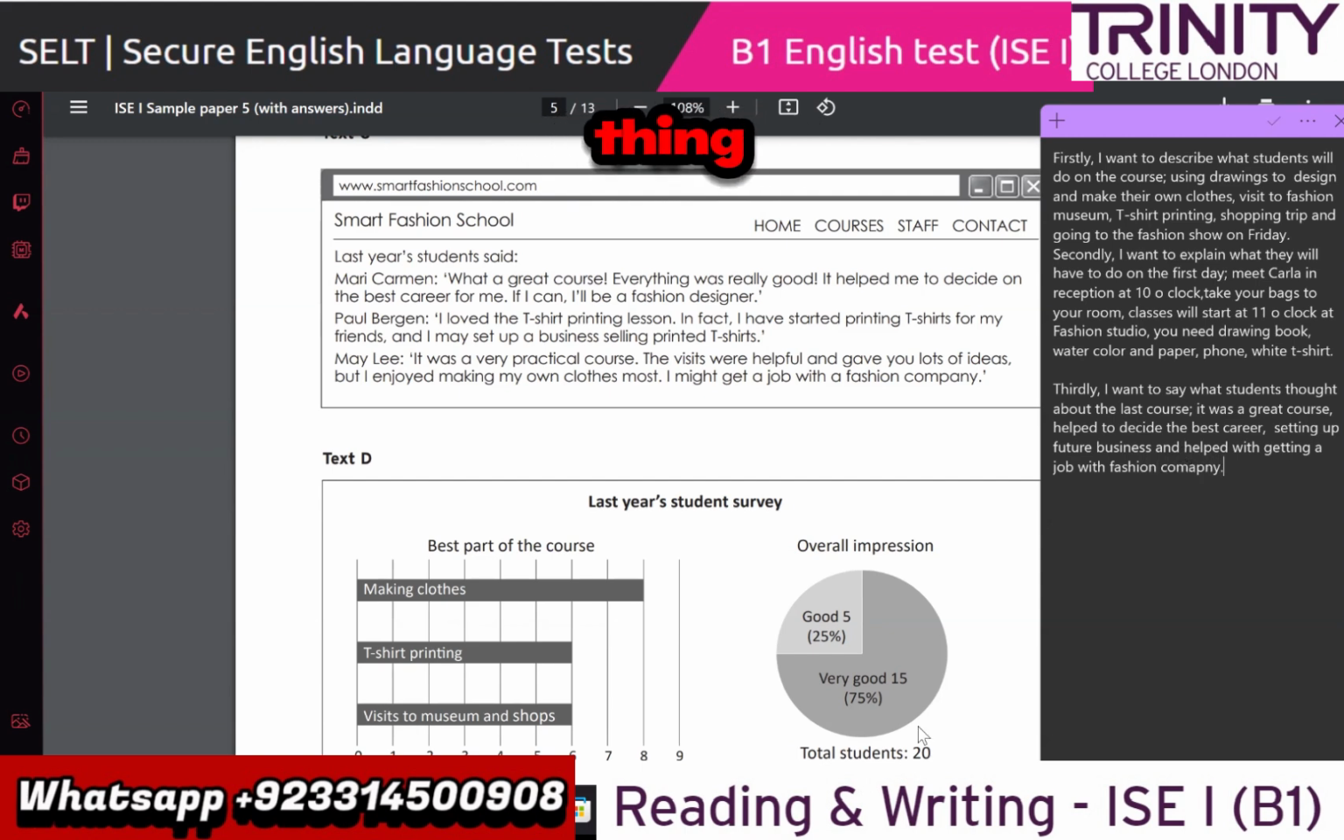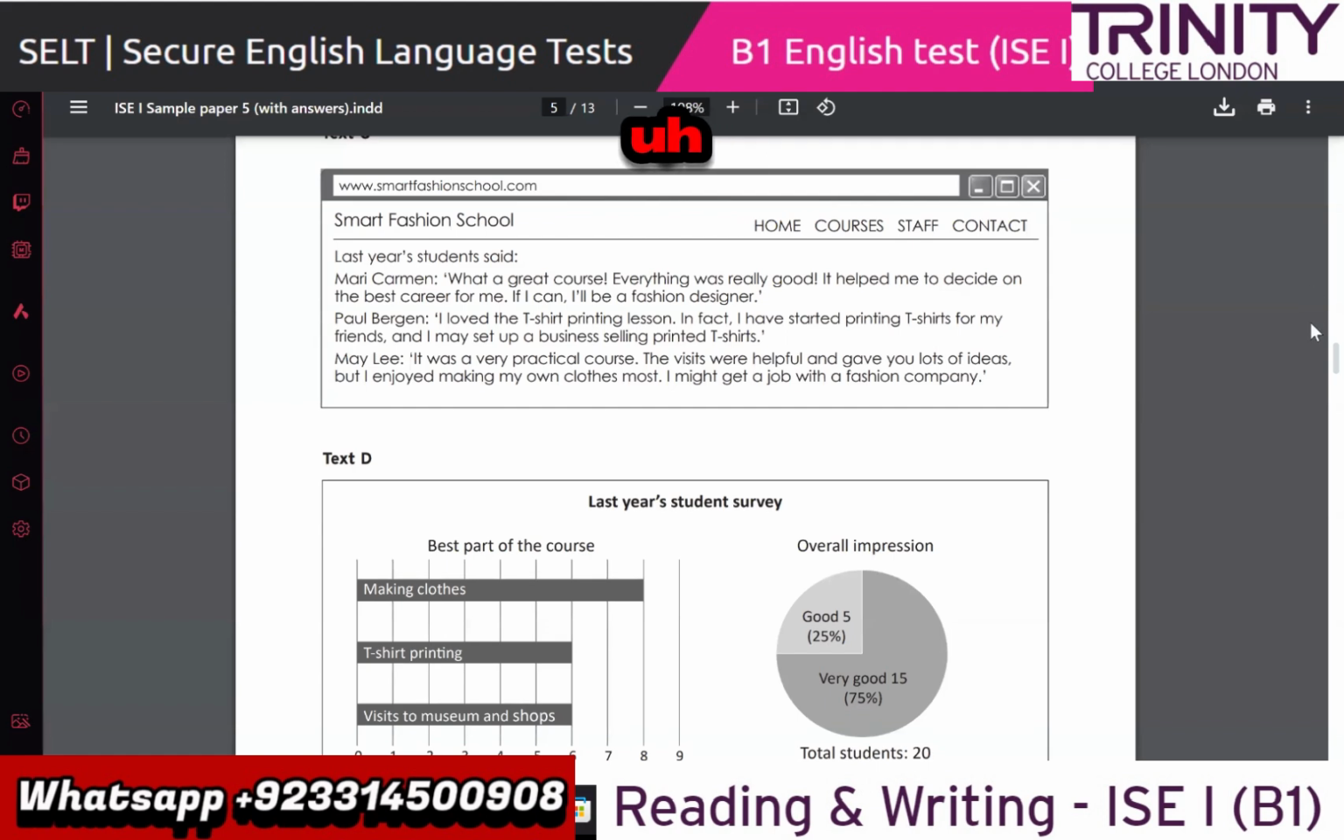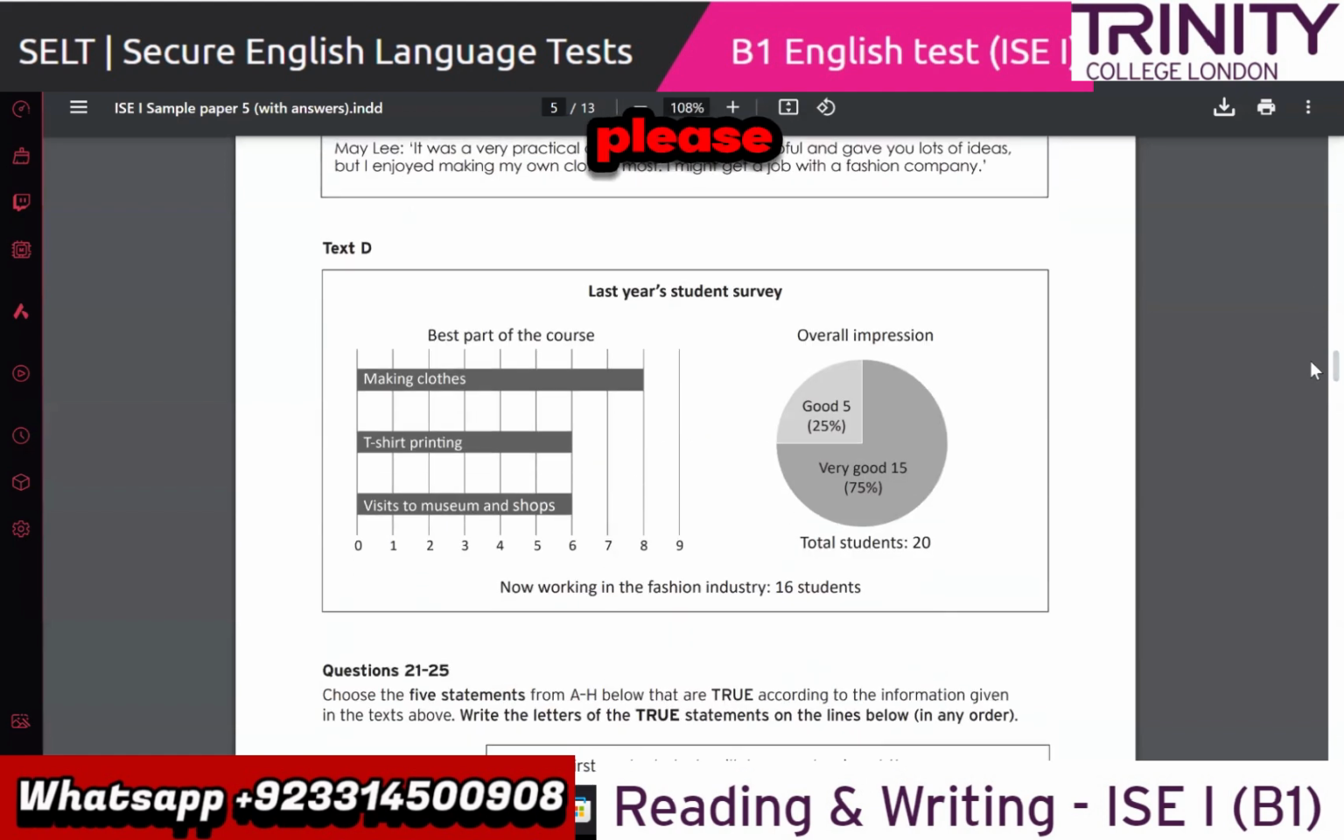Then there's another thing also. Now, Jyoti, explain this text, please. Text D, ma'am. Last year student survey. Best part of the course is making clothes, t-shirt printing, visit to museum and shop. Good five is 20 overall impression. Good five is 25%. Very good 50, 75%. Total students 20. Now working in the fashion industry 16 students.